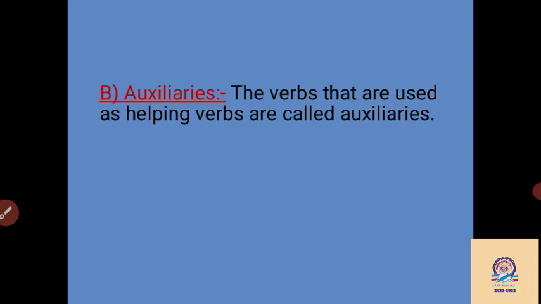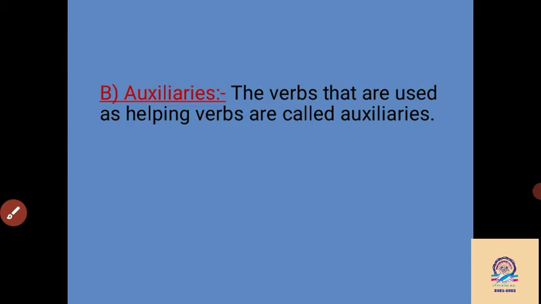Then given here is the second kind of verb, that is auxiliary verb. We can say that the verbs that are used as helping verbs are called auxiliary verbs. Once again, the verbs that are used as helping verbs are called auxiliary. We can also say helping verb, because helping verbs help us to understand which tense the sentence is in.